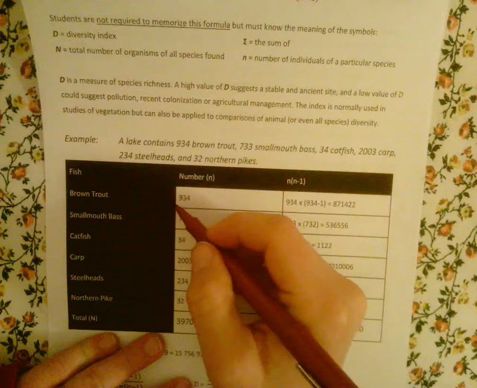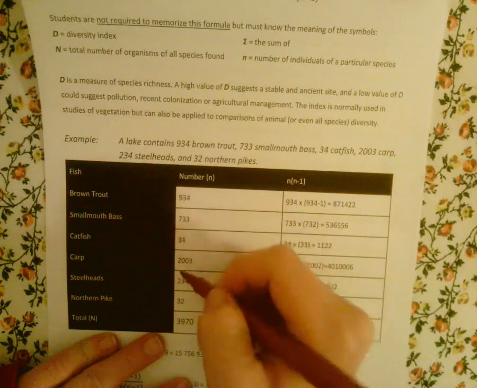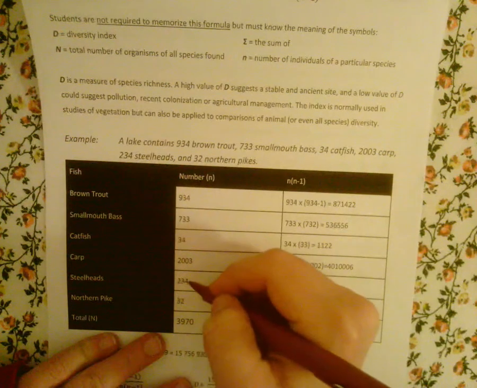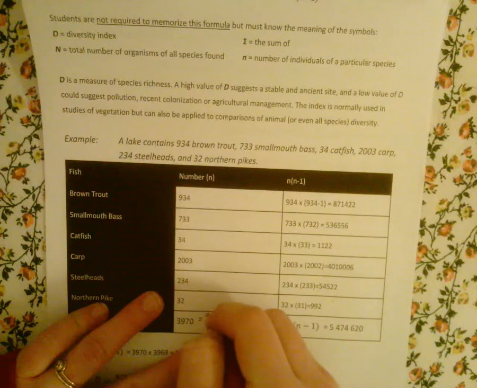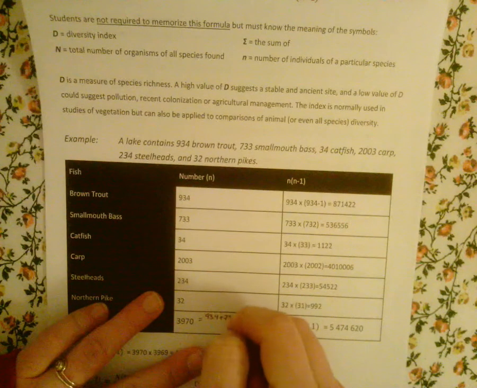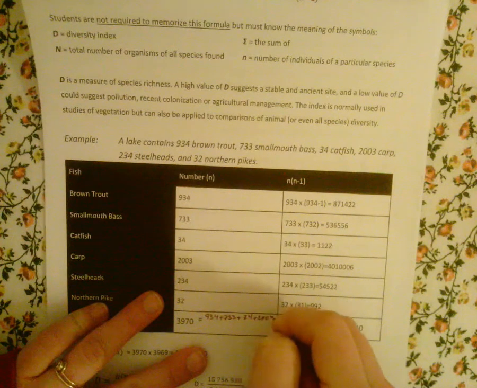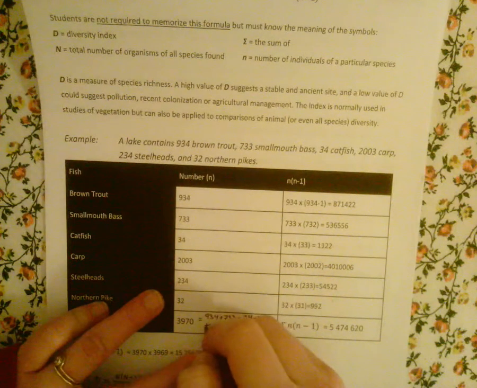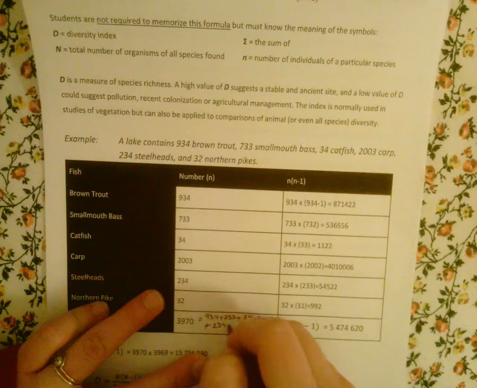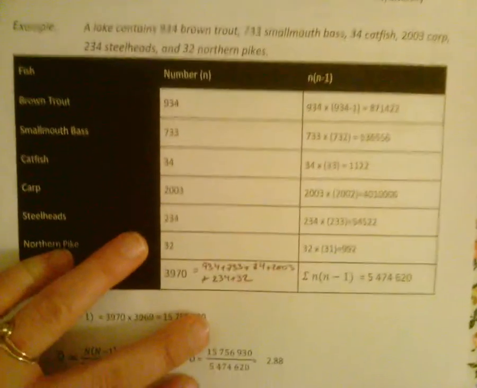So they added up 934 plus 733 plus 34 plus 2003 plus 234 plus 32. So you can double check it on your calculator if you want, but that's what it should be equal to. I'm going to try and zoom in a little bit.